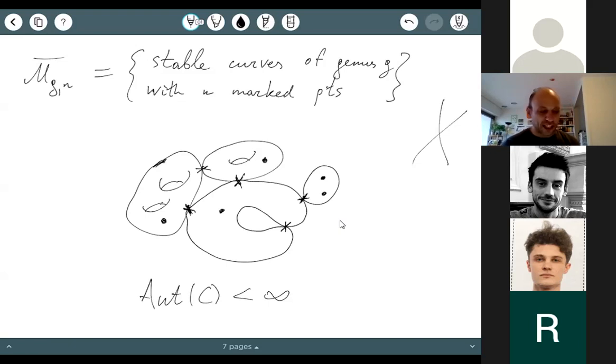So now the test question, what is the genus of this curve? If you are very brave, you can answer. You can switch on the mic and answer. Otherwise, you can type in the chat. No answers. What is the genus of this curve? Five. Let's see. I should count. 1, 2, 3, 4, 5. Yes.